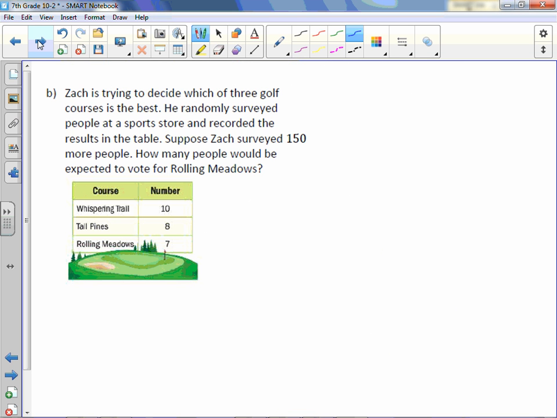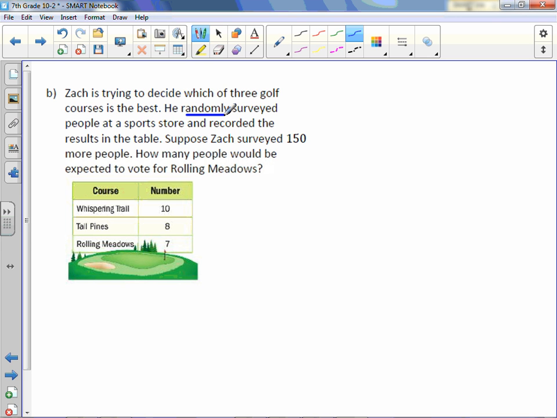Zach is trying to decide which of 3 golf courses is the best. He randomly surveyed people at a sports store and recorded the results in a table. Suppose Zach surveyed 150 more people. How many people would be expected to vote for Rolling Meadows?